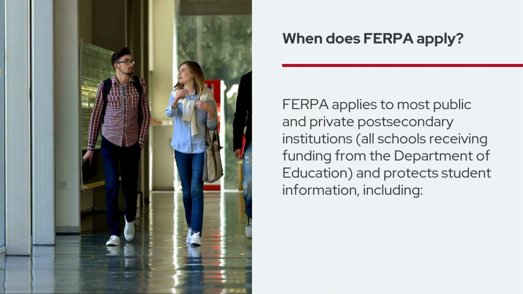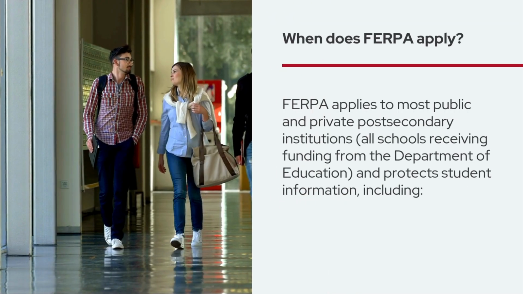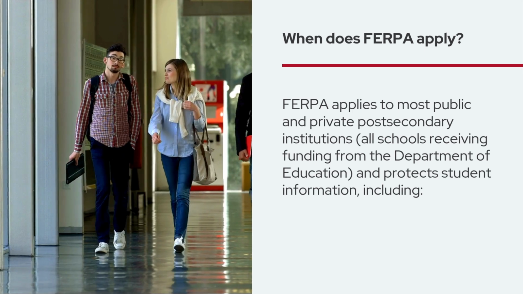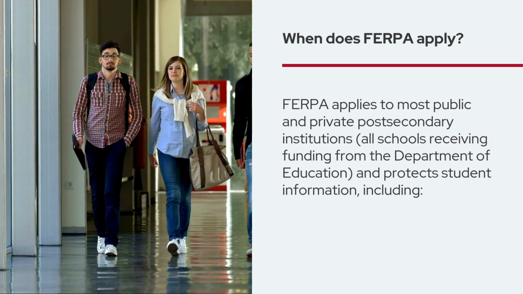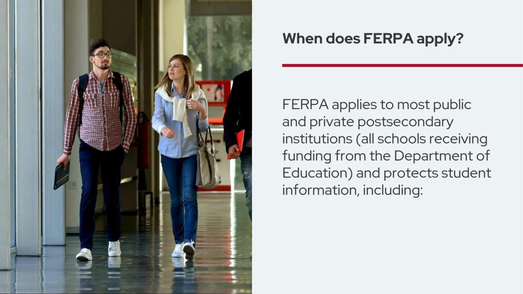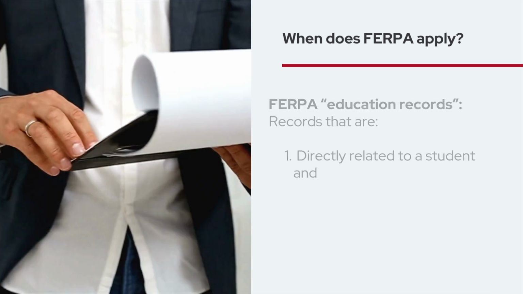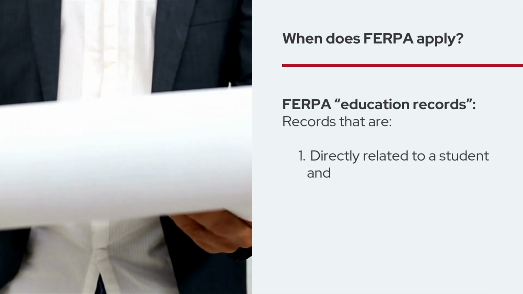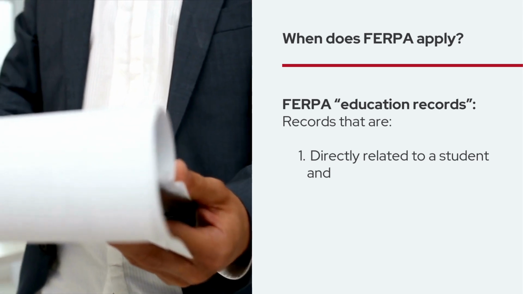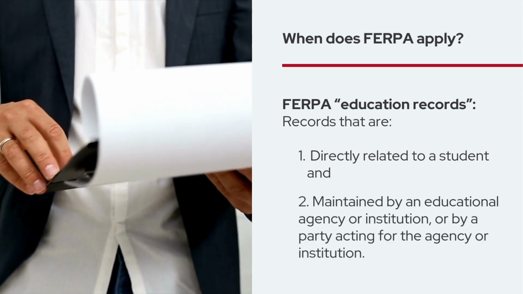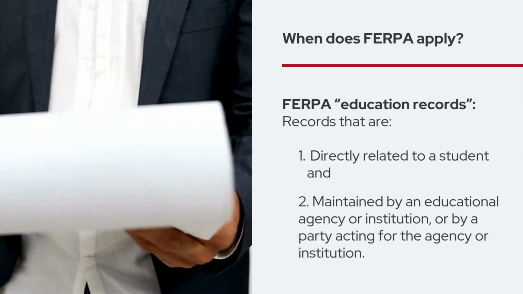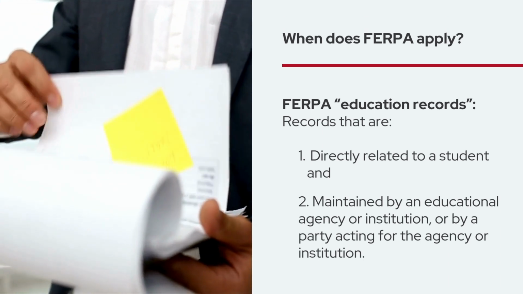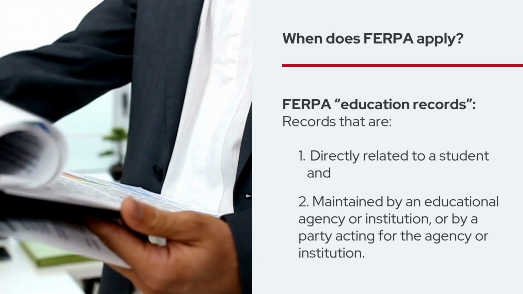When does FERPA apply? FERPA applies to most public and private post-secondary institutions, all schools receiving funding from the Department of Education, and protects student information, including FERPA education records, which are records that are number 1, directly related to a student, and number 2, maintained by an educational agency or institution, or by a party acting for the agency or institution.